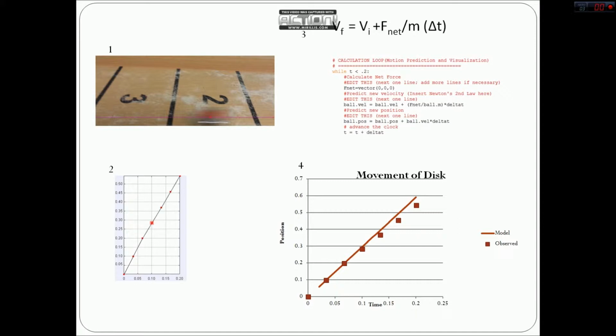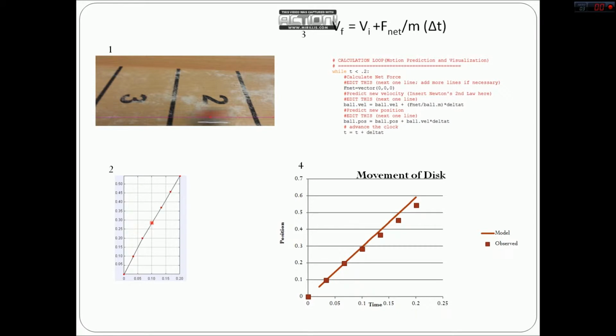Using this software, we will take measurements about the object and use these measurements and the video to create a graph and data points of the object's motion over time. We will then use Newton's second law, which is final velocity equals initial velocity plus net force divided by mass times change in time, to create a model for this same motion in Python.